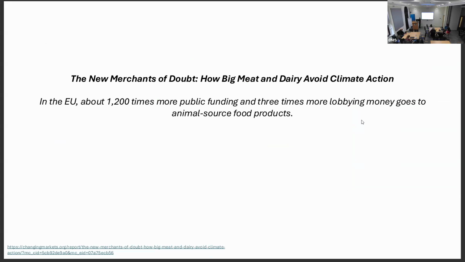And when we're looking at the power within the systems, this was published earlier this year. In the EU, about 1,200 times more public funding and 3 times more lobbying money goes to animal source food products as compared to plant-based. We're quite skewed in terms of how we're actually designing our systems. And again, these are public subsidies, so that's our taxpayer money going to this stuff. And England is not that much better when it comes to this stuff. Dimbleby's National Food Strategy was great, but it was basically tabled, which is the same thing that happened to the Farm to Fork initiative in the EU.